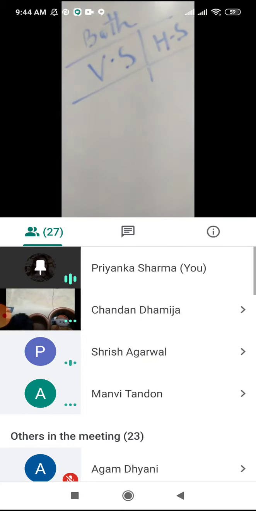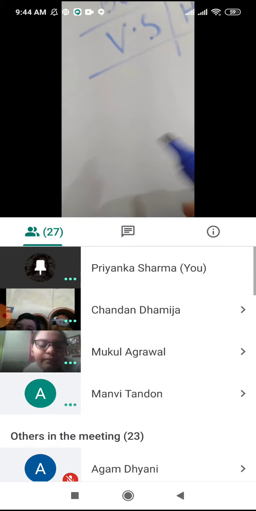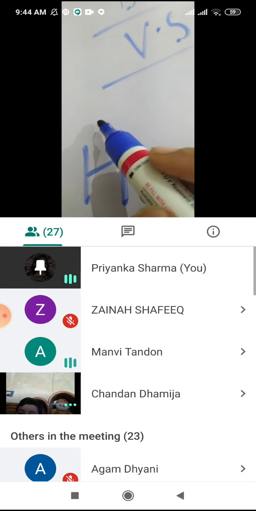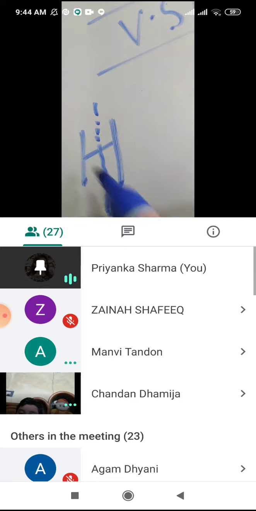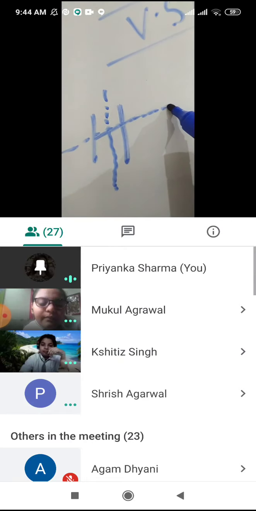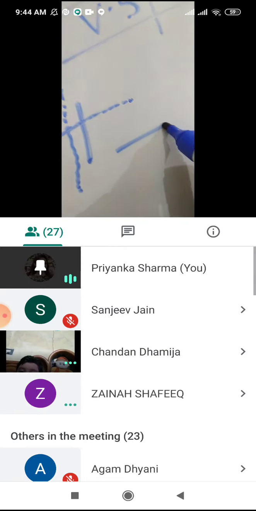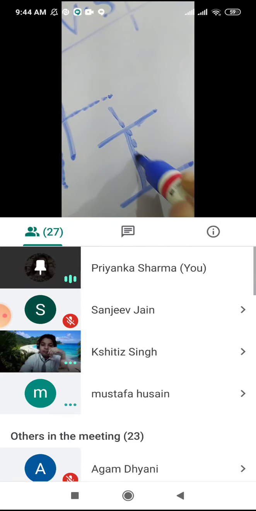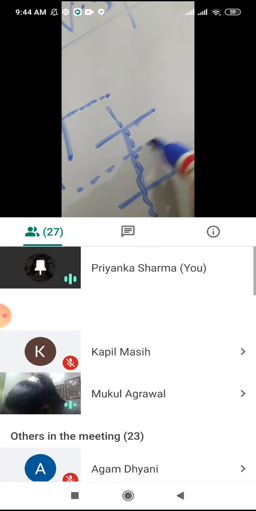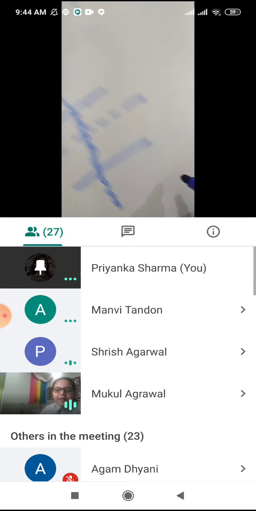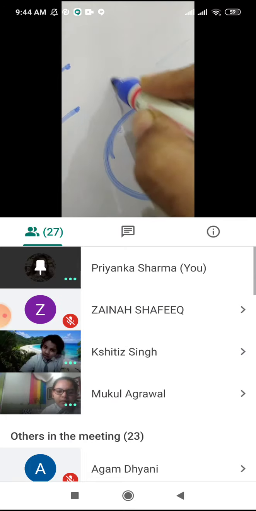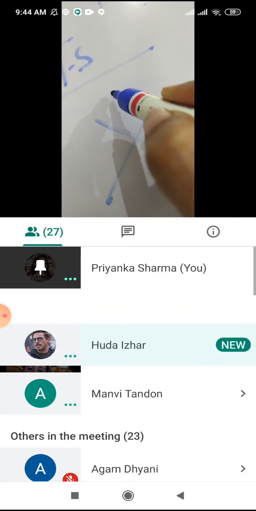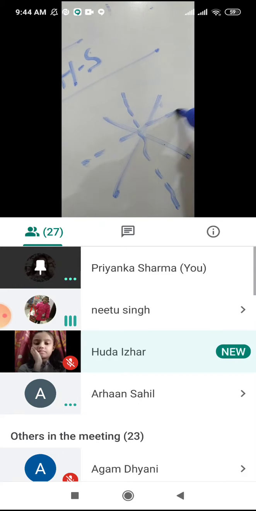Now tell me the alphabets. First alphabet is H. Very good, very good. H can be divided vertically also and horizontally also. Then I can be divided vertically and can be divided horizontally also. O, very good. O can be divided. Then X, very good. X like this.